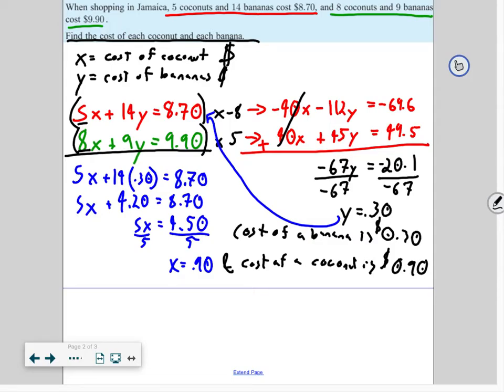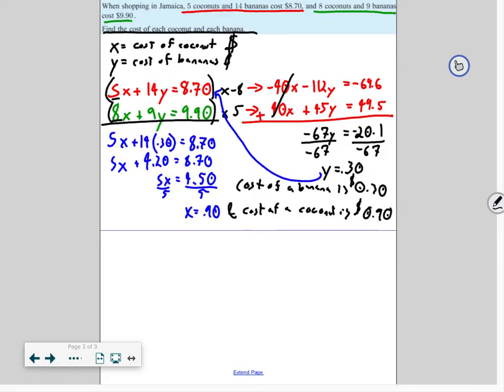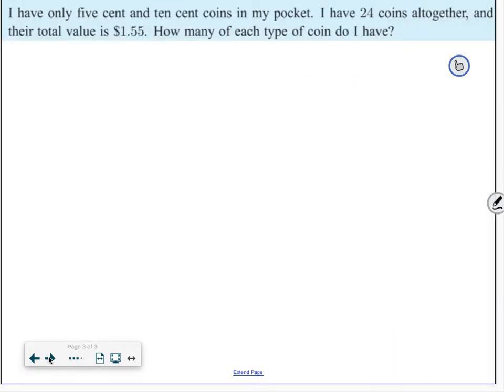Okay, last example here. So here we have only 5-cent and 10-cent coins in my pocket. I have 24 coins altogether. Their total value is $1.55. How many of each type of coin do I have? Okay, so I've read through the problem. Now I'm going to define my variables.